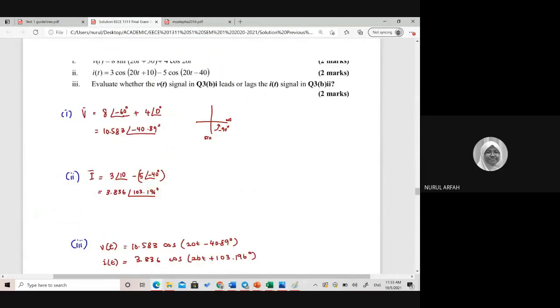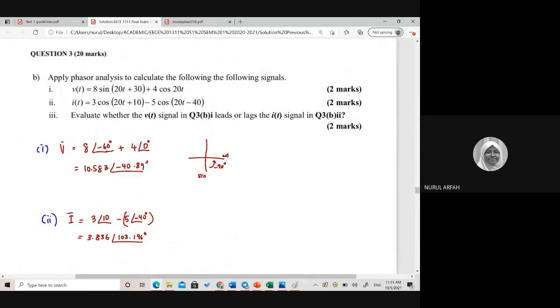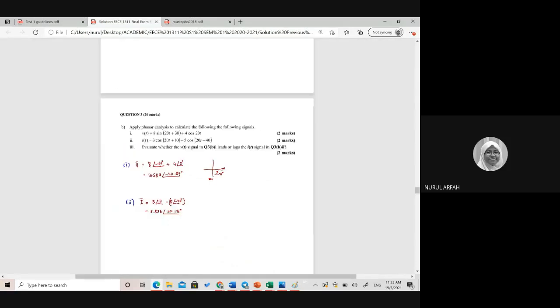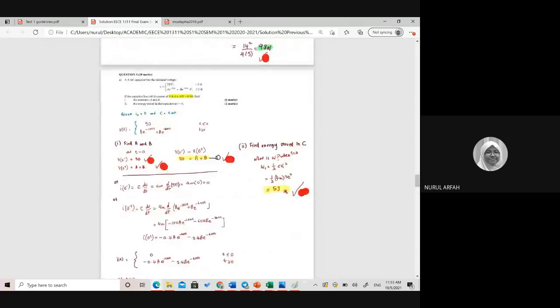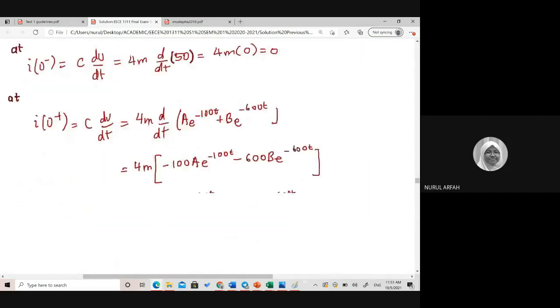Okay, this one. Question 3. So this is part B. Basically, you're going to have something like this in your final exam. They will give you like 5 questions. Question number 3, and then they have A, and then they have part B. The one I give you is part B.